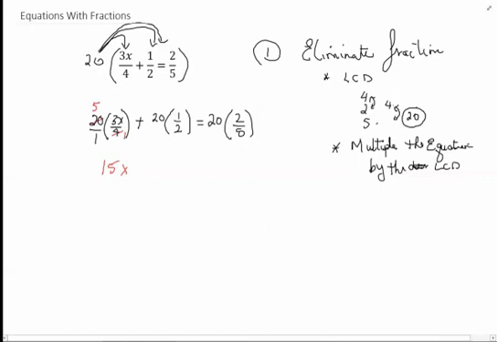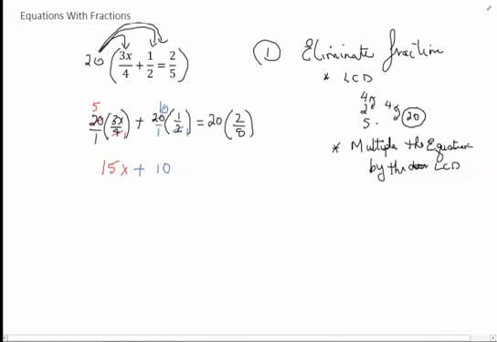Now I have 20 times 1/2. Again, if we think of it as 20 over 1 times 1 over 2, we have a common factor in the numerator and denominator, and that's 2. So I can divide the bottom by 2, and I divide the top by 2, and that gives me 10. So I have 10 times 1 divided by 1, which is just 10.